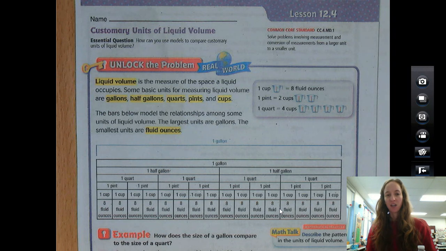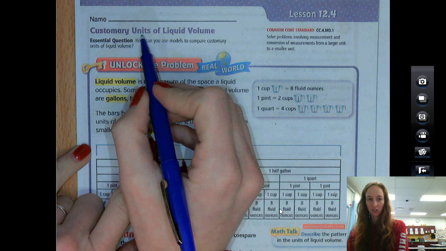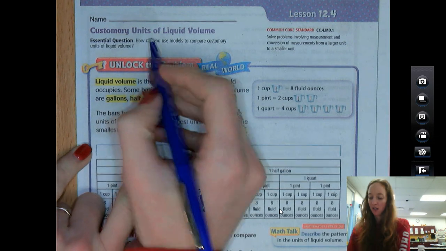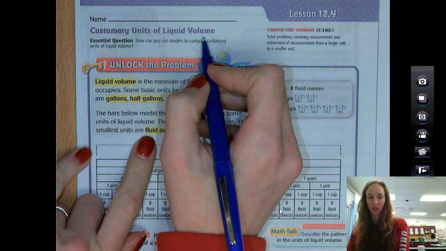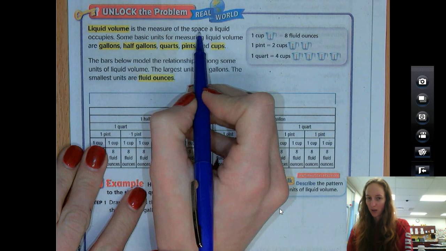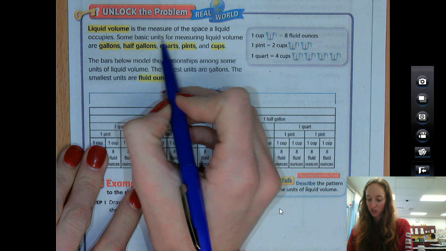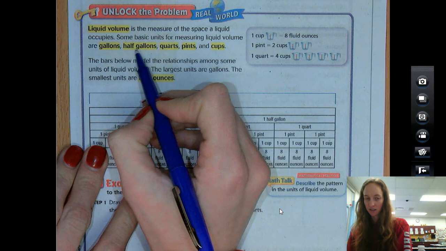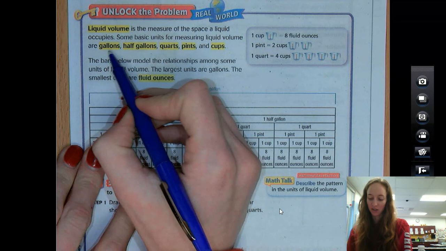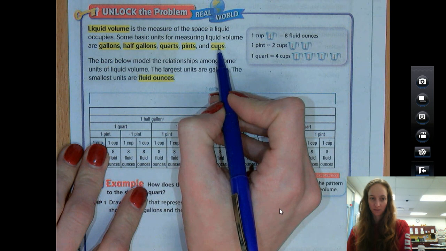All right, so I'm right here on page 12.4. Customary units, remember that's like the United States way, it's what's normal to us, of liquid volume. This is where we're measuring liquids. Liquid volume is the measure of the space a liquid occupies or takes up. Some basic units for measuring liquid volume are gallons, half gallons, remember chocolate milk, half gallons, but mom always buys the gallon of white milk and only the half gallon of chocolate milk, quarts, pints, and cups.